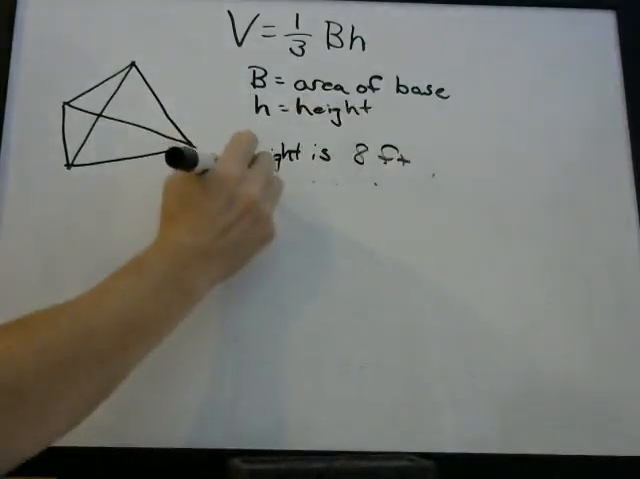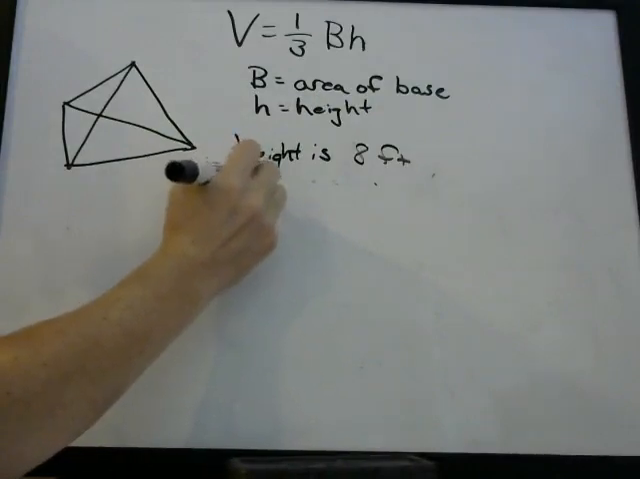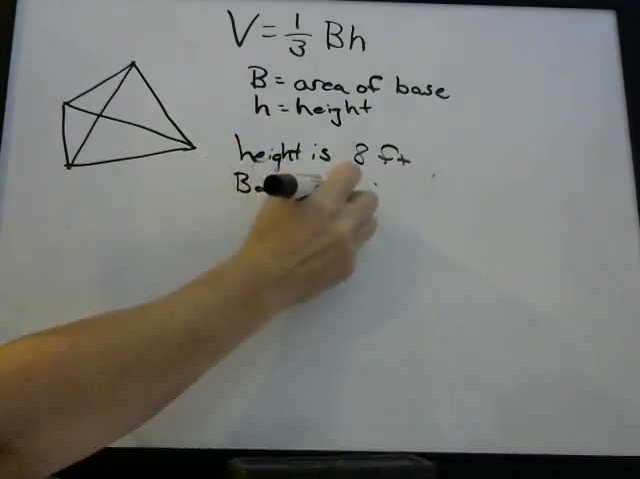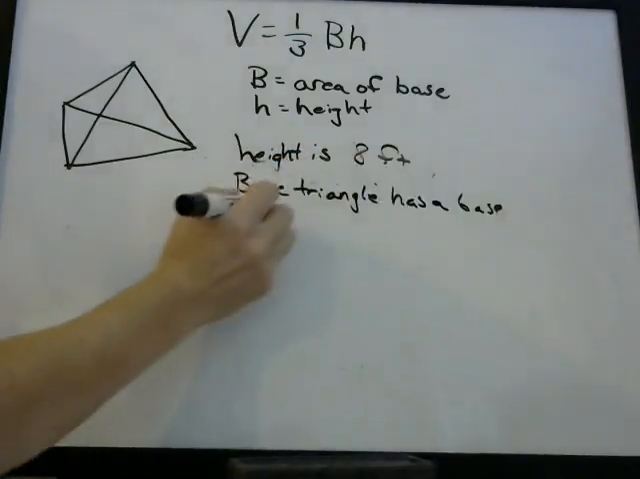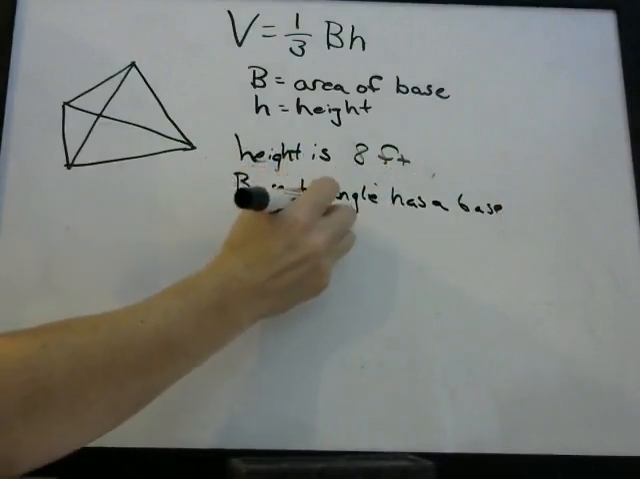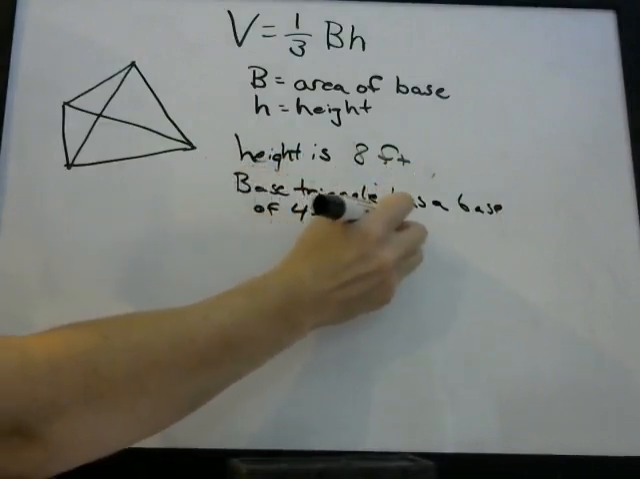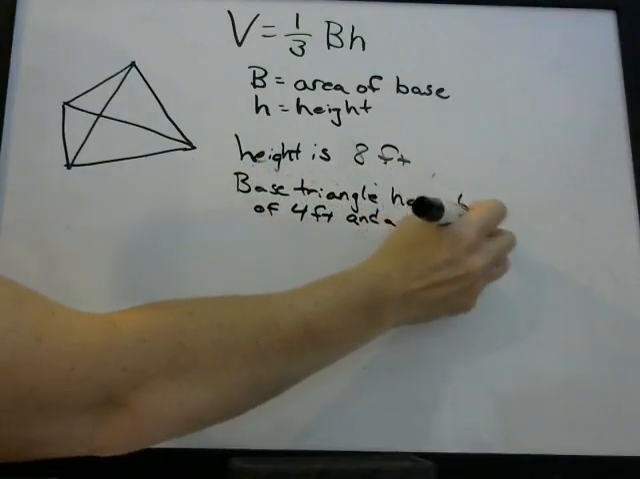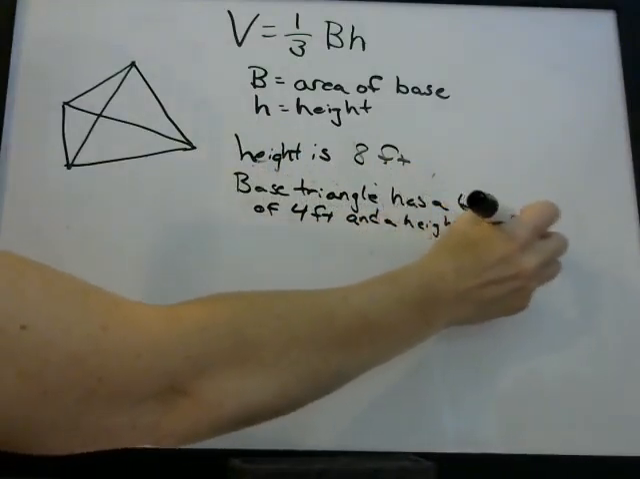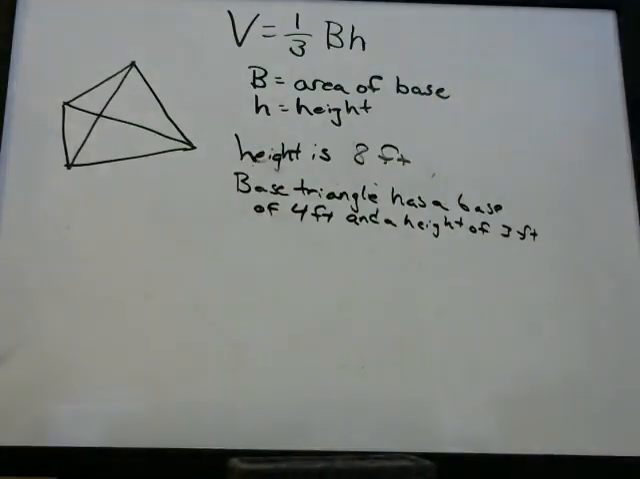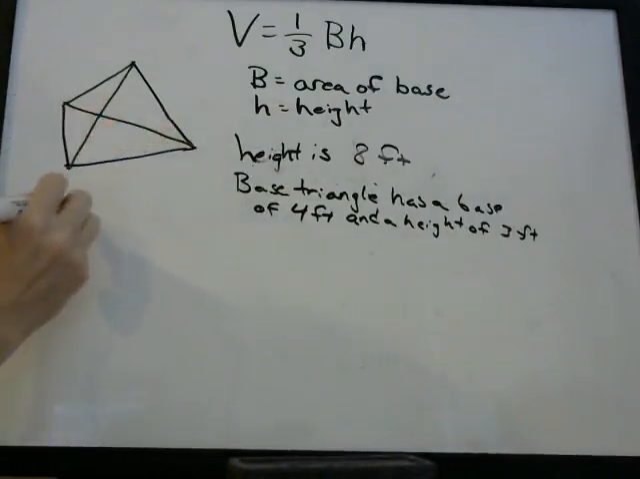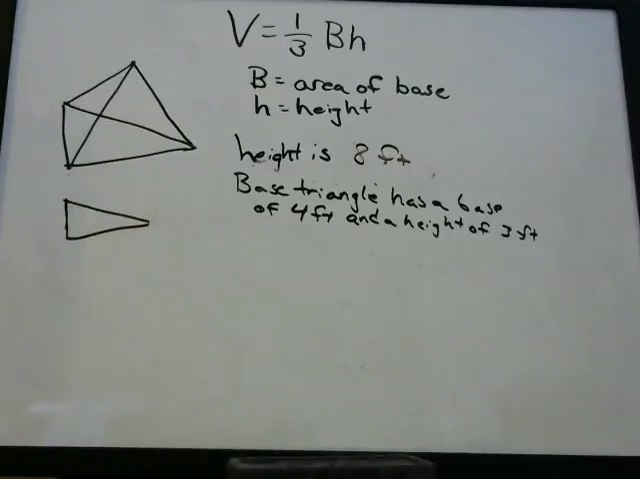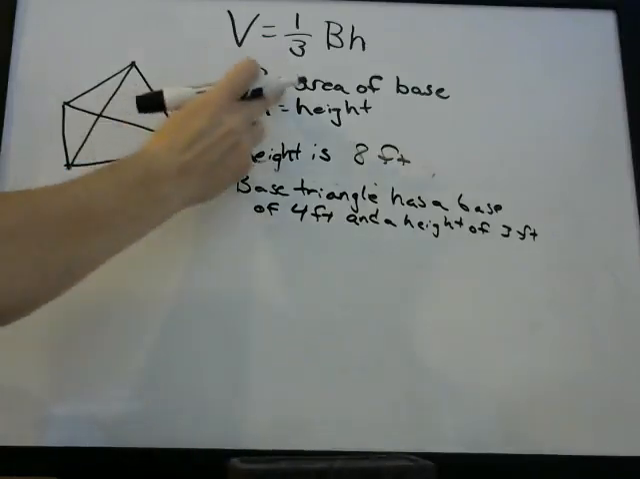And they also tell us the base triangle has a base of 4 feet and a height of 3 feet. So what does that mean when they're telling us the base triangle has a base of 4 feet and height of 3 feet? So remember, this is the triangle that the pyramid is sitting on. And remember, we need to find the area of this triangle.